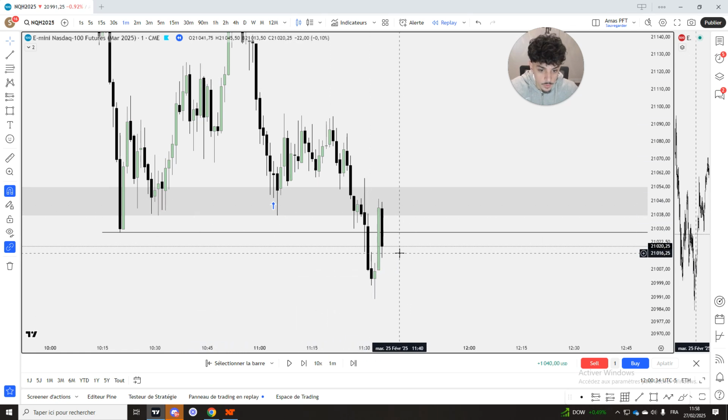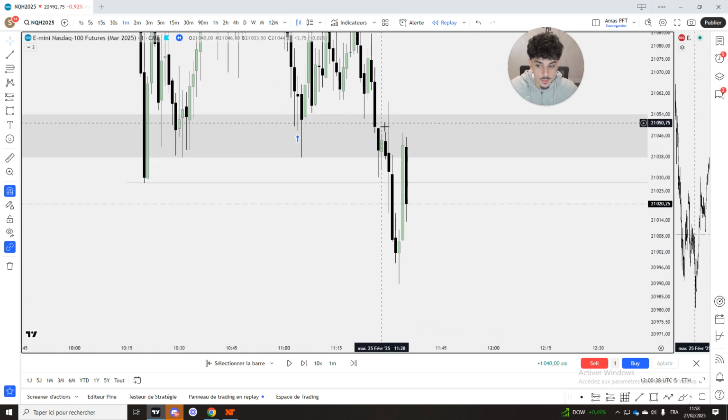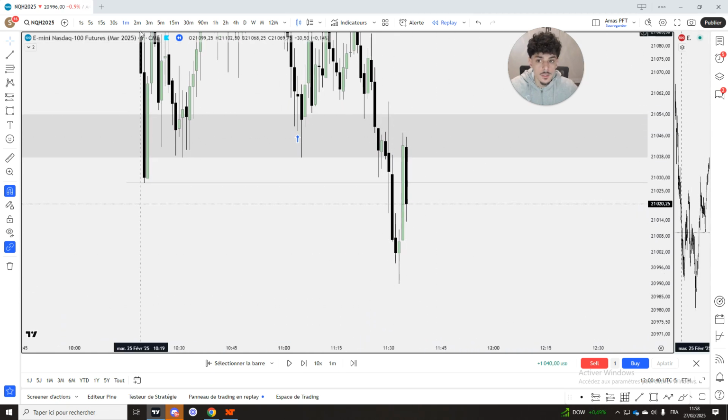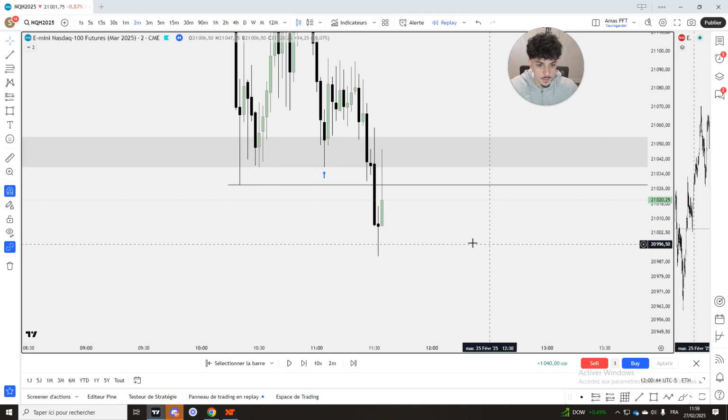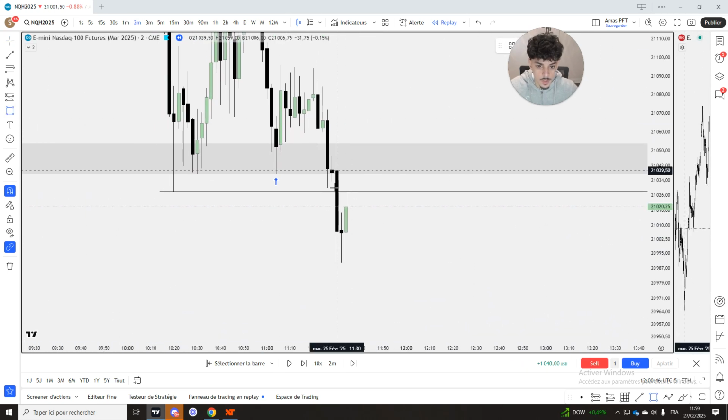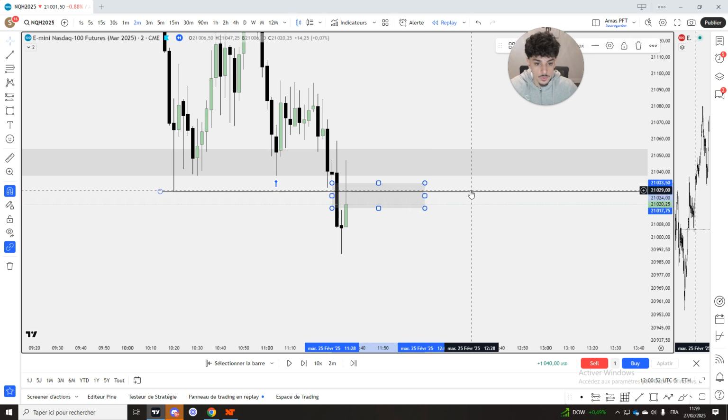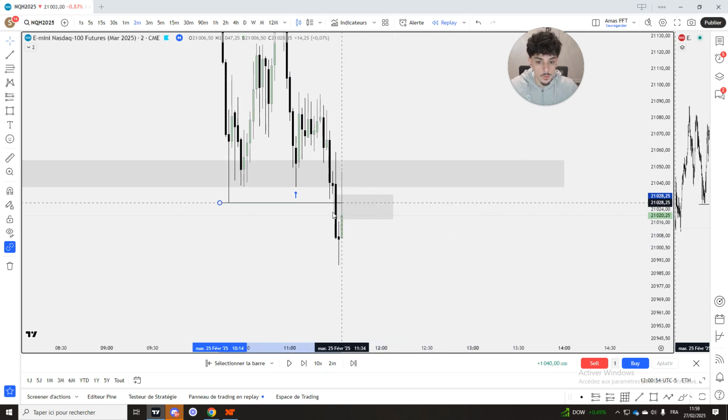And right here, do I see any gaps on the 1-minute chart? No, I don't see any gaps on that 1-minute chart. I only see a gap right there, okay, on the 2-minute. And as you can see right here, there is one leg that has only one gap. So this is the leg that I want to use in order to know where my sellers are located.